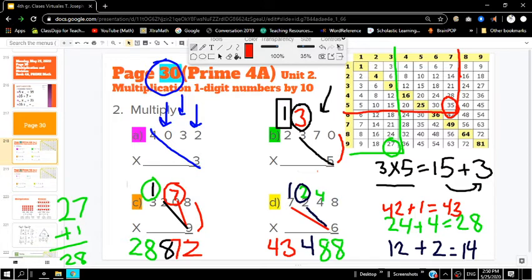My final answer is 43,488. If you have any questions about these problems, please let Mr. Joseph know so that we can continue to practice the multiplication.